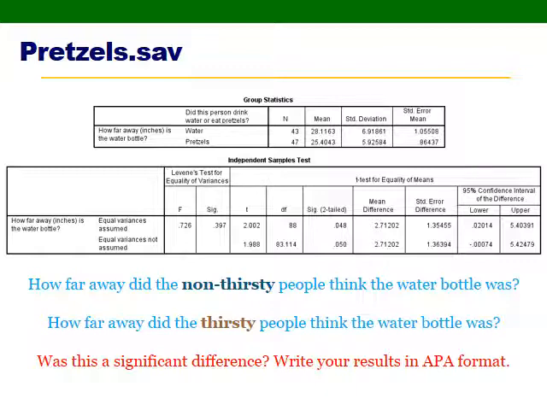As shown in the top table, the people who were not thirsty, aka the people who drank water, on average estimated that the bottle of water was about 28 inches away, 28.12 inches. The people who were thirsty, who had eaten pretzels, estimated that the bottle of water was only about 25 inches away, 25.40 was their mean.